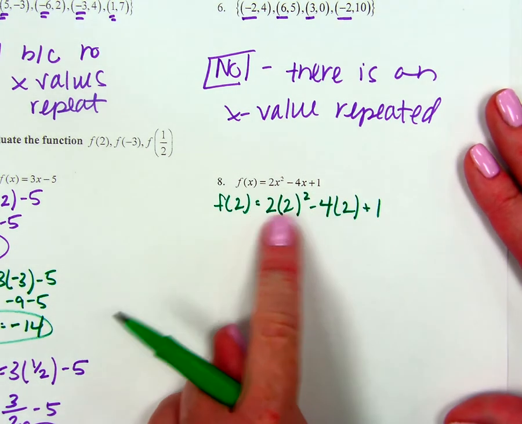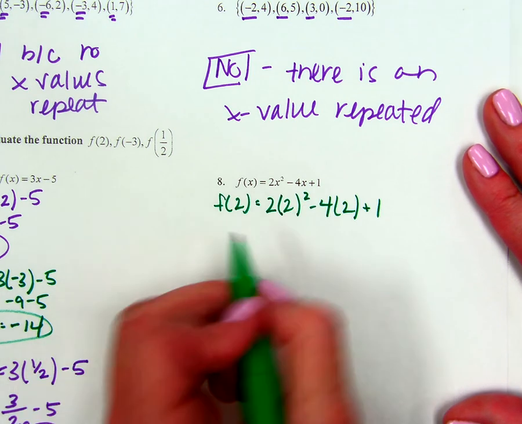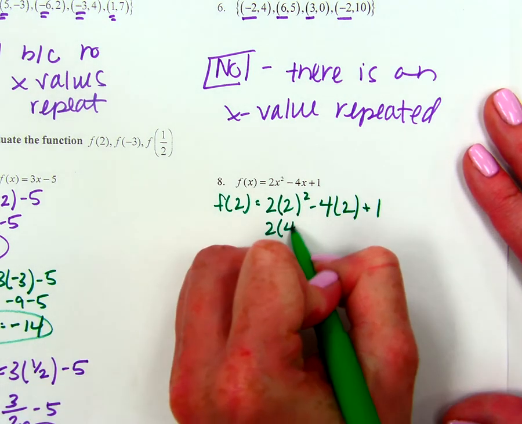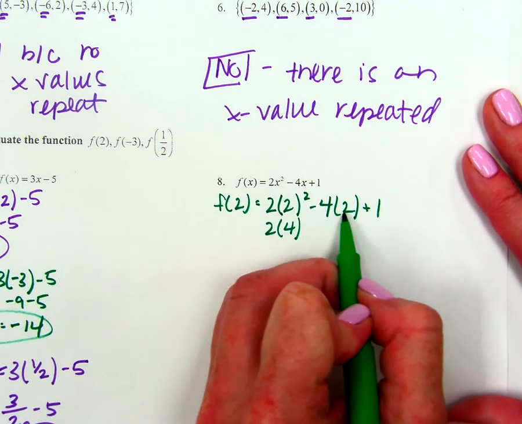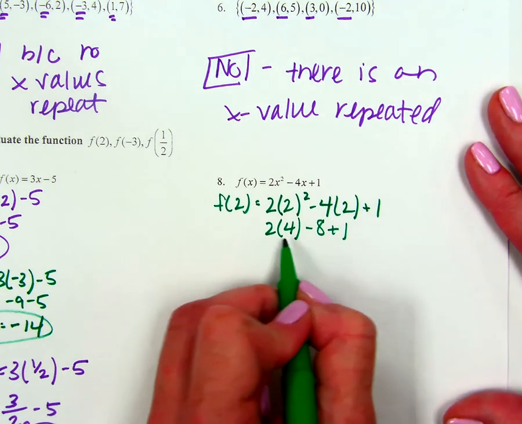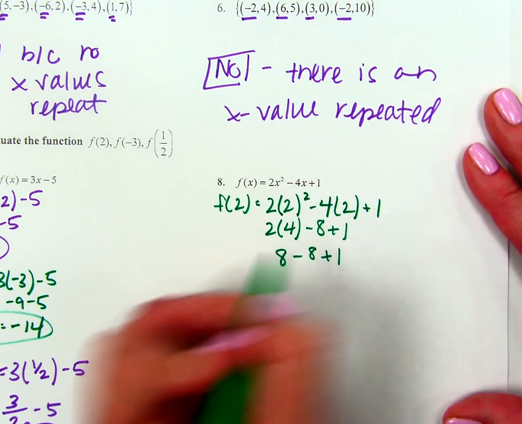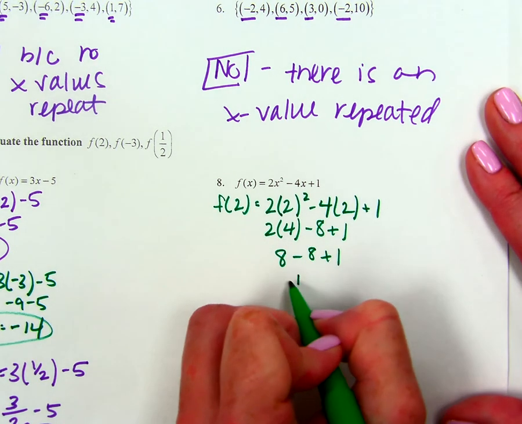So we're going to do order of operations first, so we're going to do 2 squared. So that becomes 2 times 4 minus 4 times 2, which is 8, plus 1. And then 2 times 4 becomes 8. So it's 8 minus 8 plus 1. So our answer is 1.